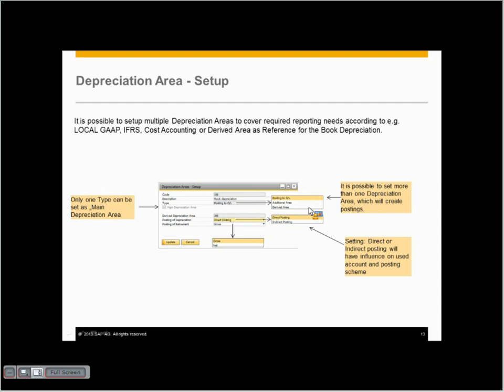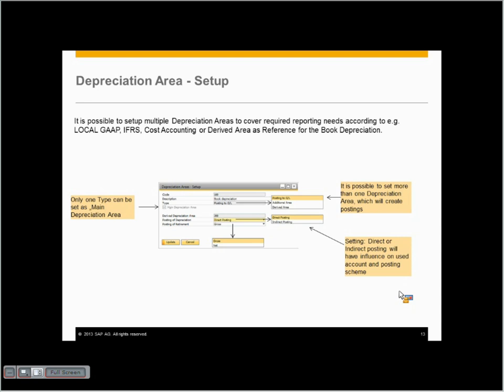And it is possible to set more than one depreciation area which will create postings. That was also not possible before, but with the new solution in 9.0, you can also create multiple areas which create postings. But as I said before, only one can be defined as a main depreciation area. Then you can define here if you want to do direct or indirect posting, and the setting of direct or indirect posting will have influence on the used account and posting scheme.